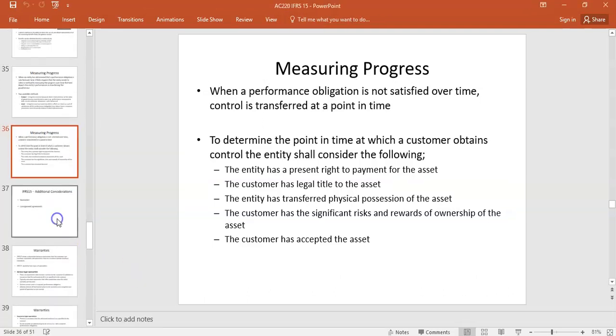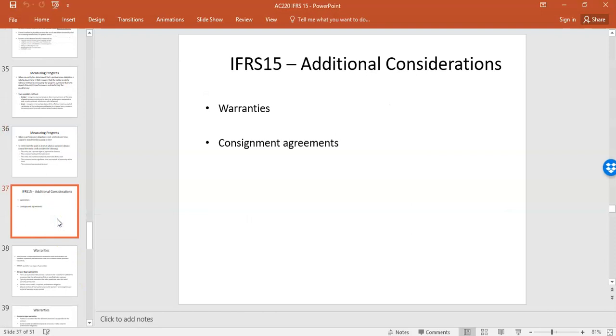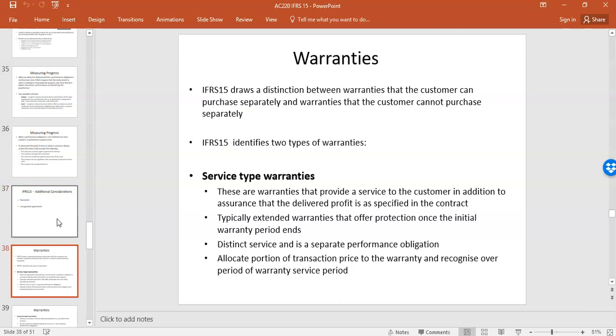Now we just have 2 small other considerations to cover at the end of IFRS 15, 2 practical considerations that you might come across in business. First is warranties, and the second is consignment agreements. A warranty, most people understand, is a kind of guarantee with the product that it is fit for purpose and as described for a certain period of time.